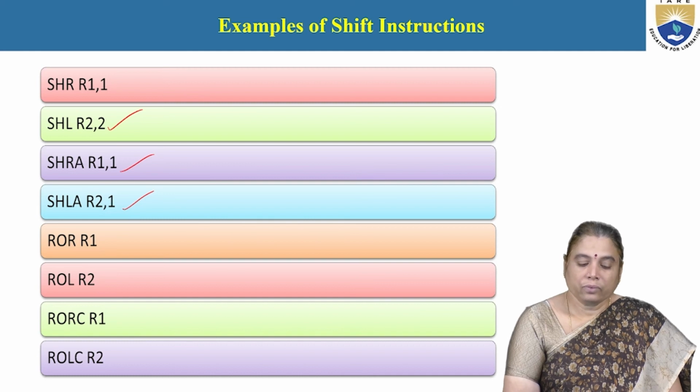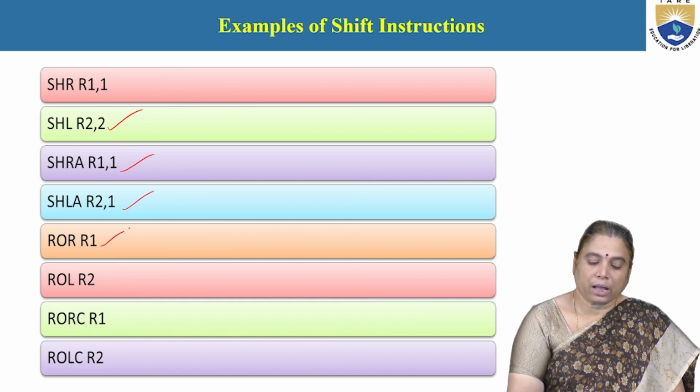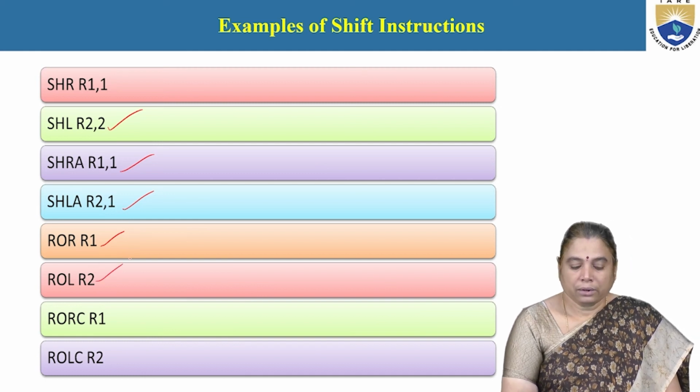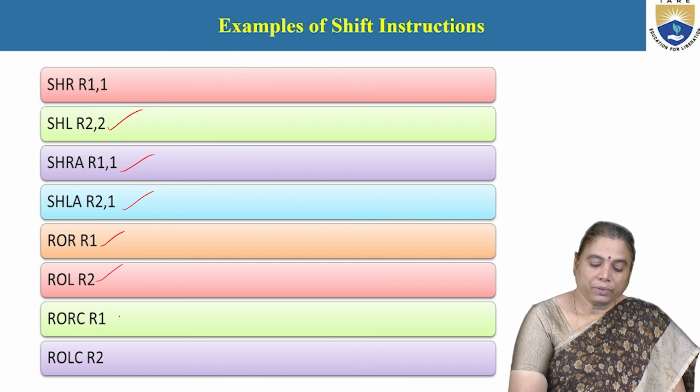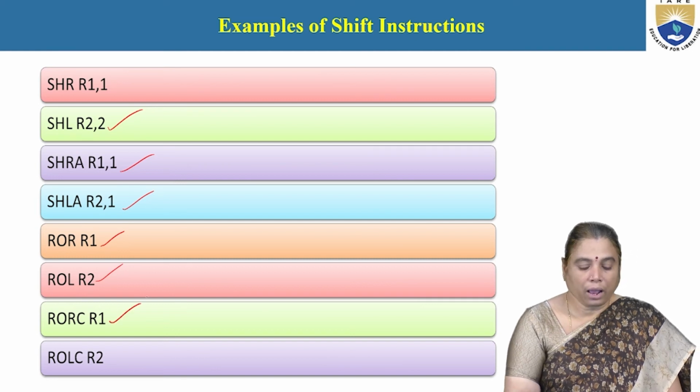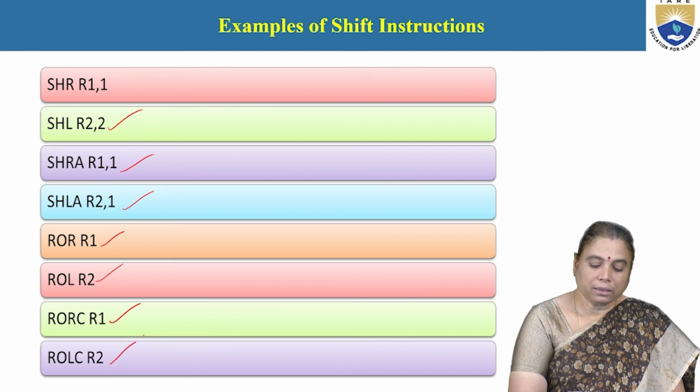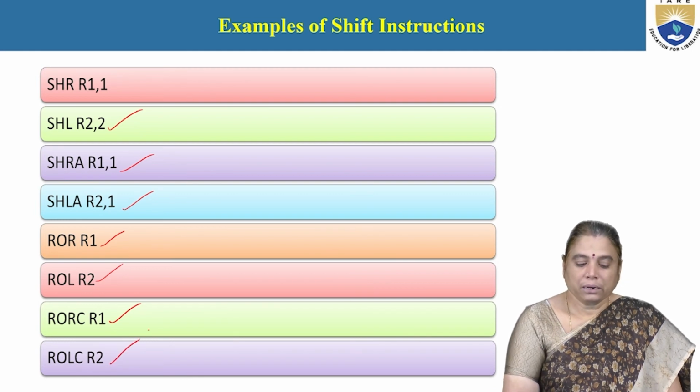ROR is rotate right on the register R1. ROL is rotate or circular left shift on the register R2. Along with carry, the circular shift can be performed with RORC on the register R1 and ROLC on the register R2, which represents the circular left shift along with the carry on the register R2. In this way, the shift operations can be used in an assembly language program.